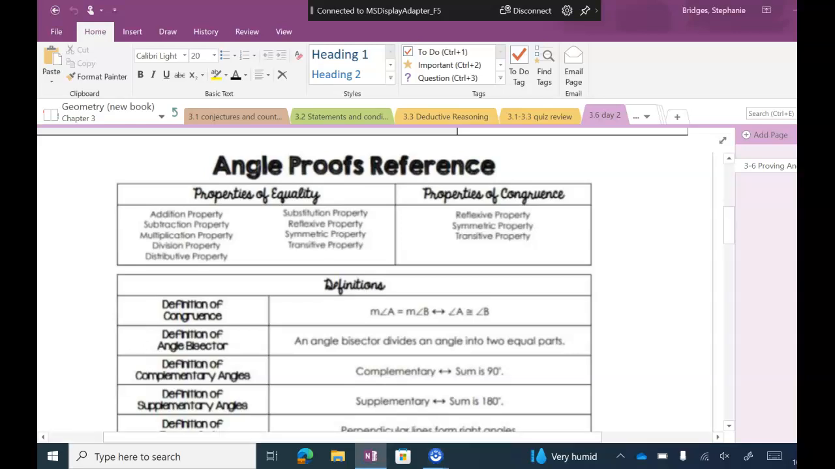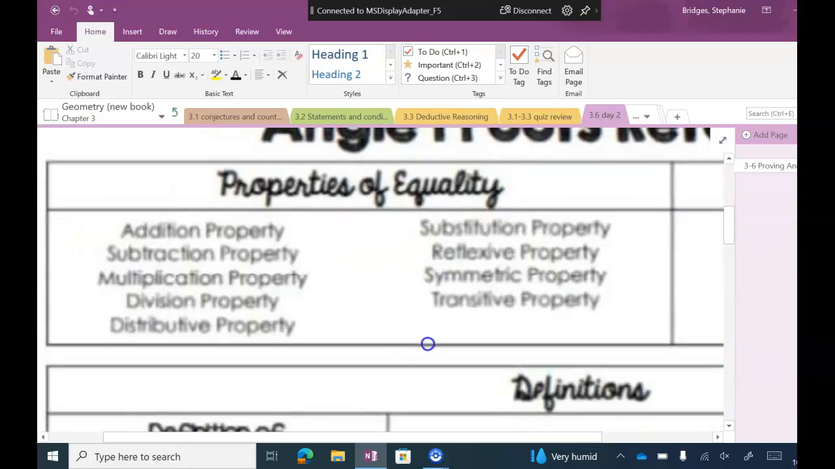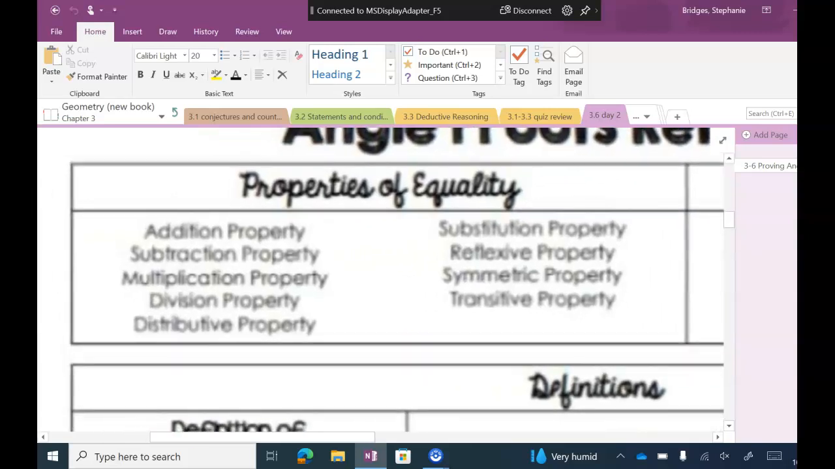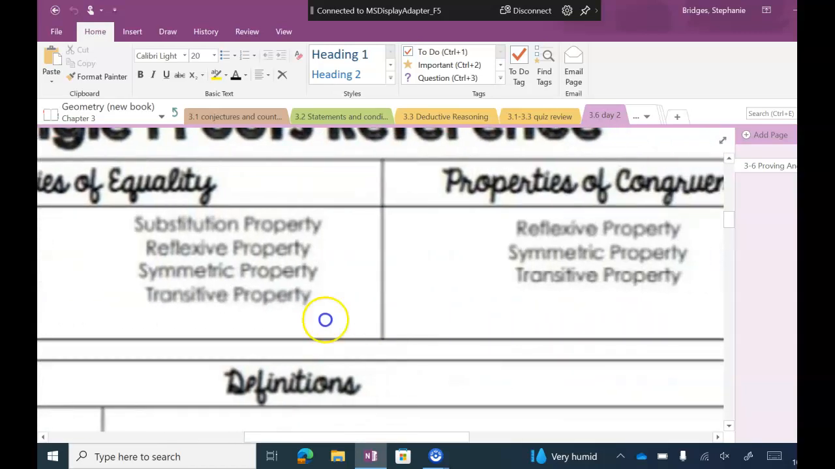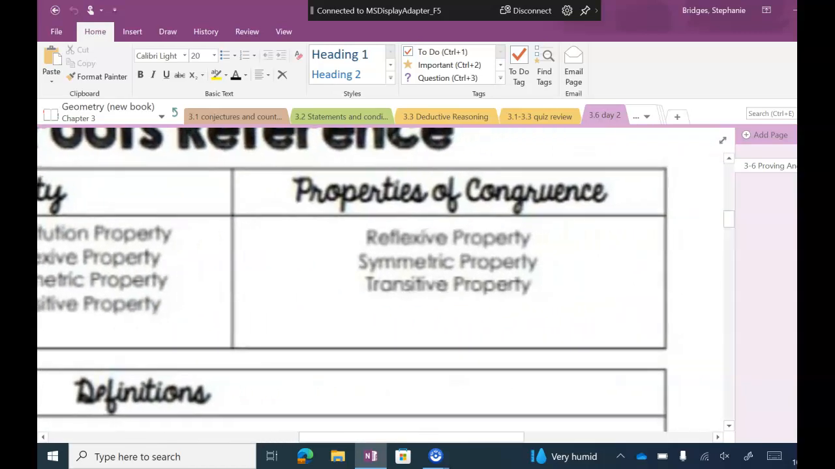So first of all, just to refresh, our properties of equality that we have talked about many times before are the addition property, subtraction, multiplication, division, distributive, substitution, reflexive, symmetric, and transitive. And then there were only 3 of them that we could use if our signs were congruent instead of equal to, and that's the reflexive, the symmetric, and the transitive. Okay, again, nothing new. We've talked about all of that before.